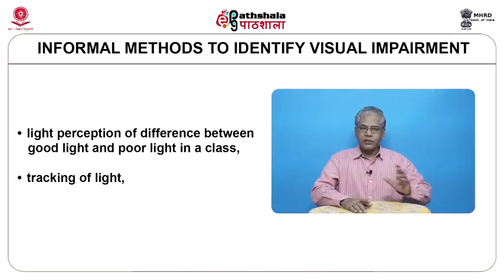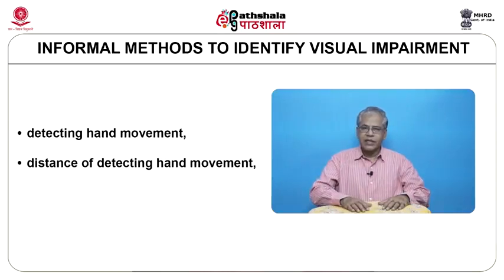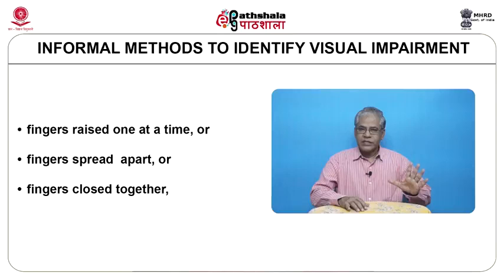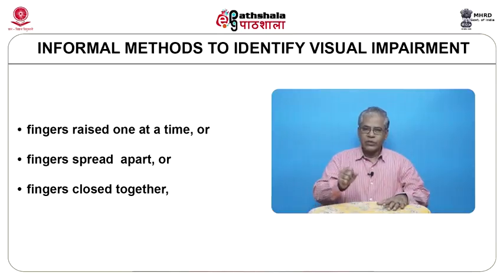Let me outline some informal methods to identify visual impairment. Parents and teachers can identify the symptoms at home or in the classroom through direct observation, such as light perception of difference between good light and poor light in a class, tracking of light, detecting hand movement, distance of detecting hand movement, while counting, fingers raised one at a time, or fingers spread apart, or fingers close together.